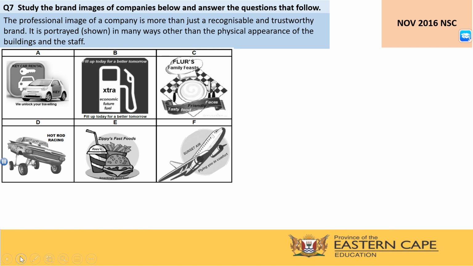Study the brand images of companies below and answer the questions that follow. The professional image of a company is more than just a recognizable and trustworthy brand. It is portrayed or shown in many ways other than the physical appearance of the buildings and the staff. In front of you, you will see there are 6 images labeled A to F of various companies, starting with Key Car Rental at A.